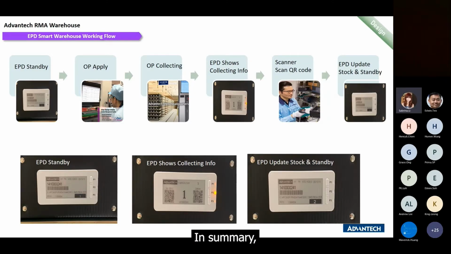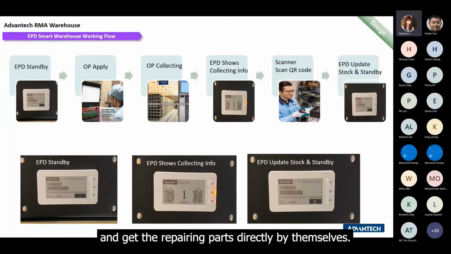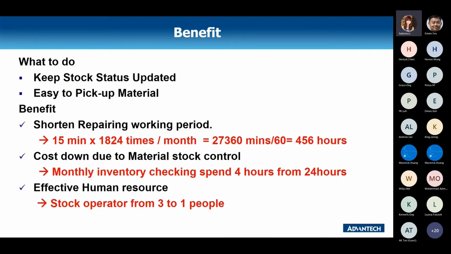In summary, repair engineers only need to apply online and get the repair parts directly by themselves. So the smart warehouse can shorten the repair working period and cut costs through material stock control.